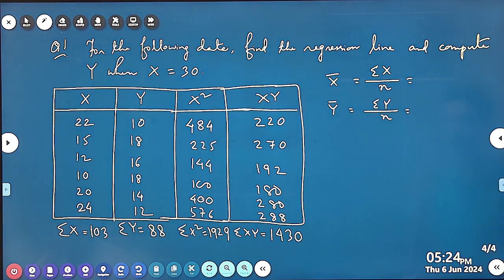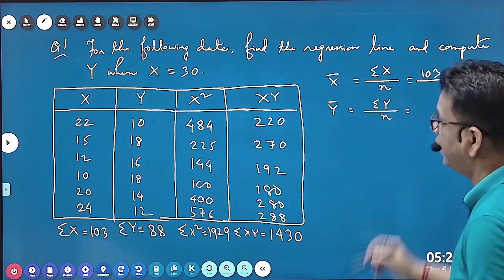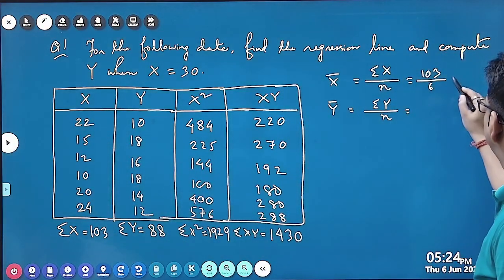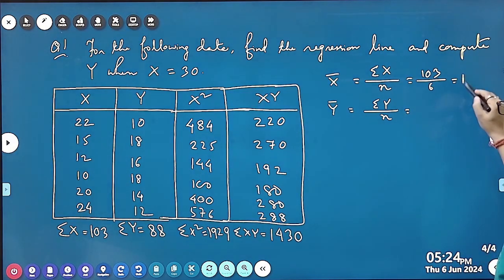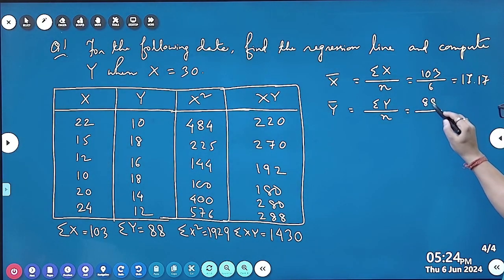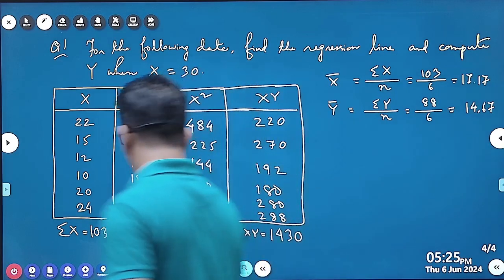Now we'll go for finding x bar, the mean. So it's summation of x, just now we got 103, by n. N means the number. How many times it is there? 1, 2, 3, 6 numbers are there. So you can round it off to decimals. 17.17. Getting it? Summation of y is 88 by 6, which is 14.66, so you can round it off to 14.67. Done. Now all the requirements are ready.